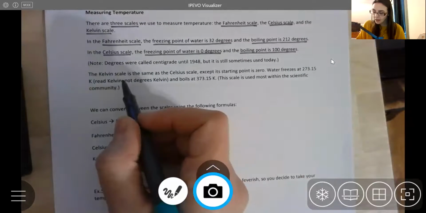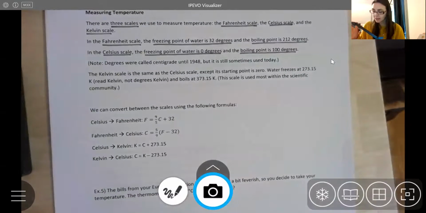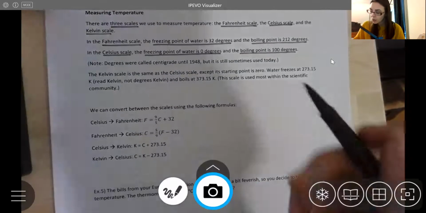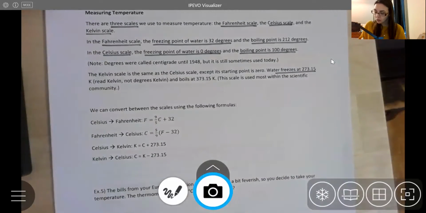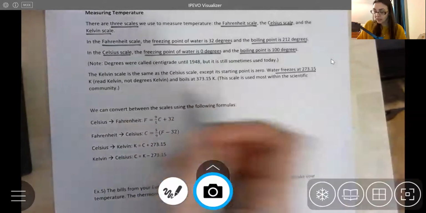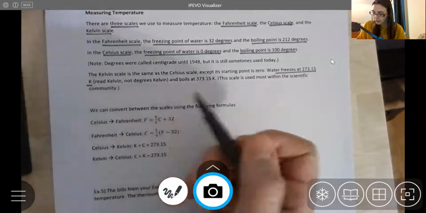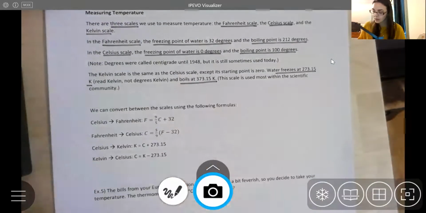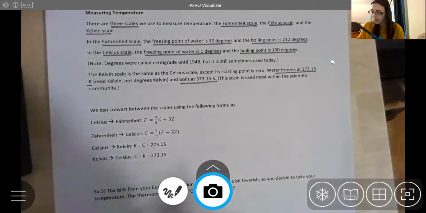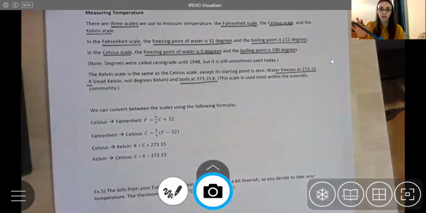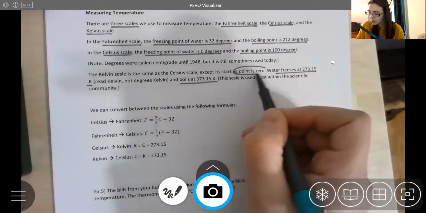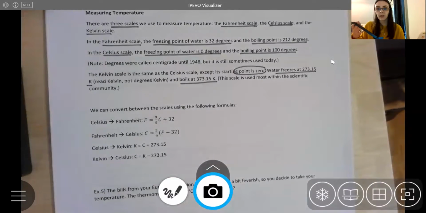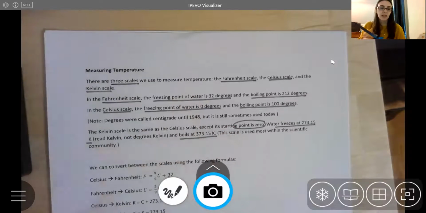Now, the Kelvin scale is actually the same as the Celsius scale, except the starting point is 0 instead. So water freezes at 273.15 Kelvin, excuse me, not degrees Kelvin, and it boils at 373.15 Kelvin. And again, this scale is typically used within the scientific community. With the Kelvin scale, it's different because it starts at 0, so it doesn't use negative values, whereas for the Fahrenheit and Celsius scales, we do use negative values.